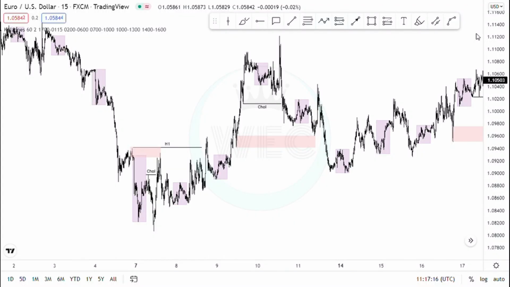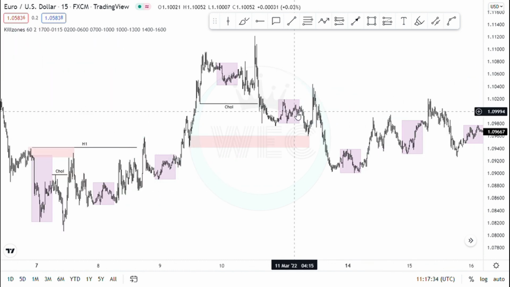Just so you know, this stuff that I'm showing you right now happens on almost every structural level, whether swing or intraday basis. I'm going to show you both intraday and swing trade examples, right? So quickly let me show you this on intraday.